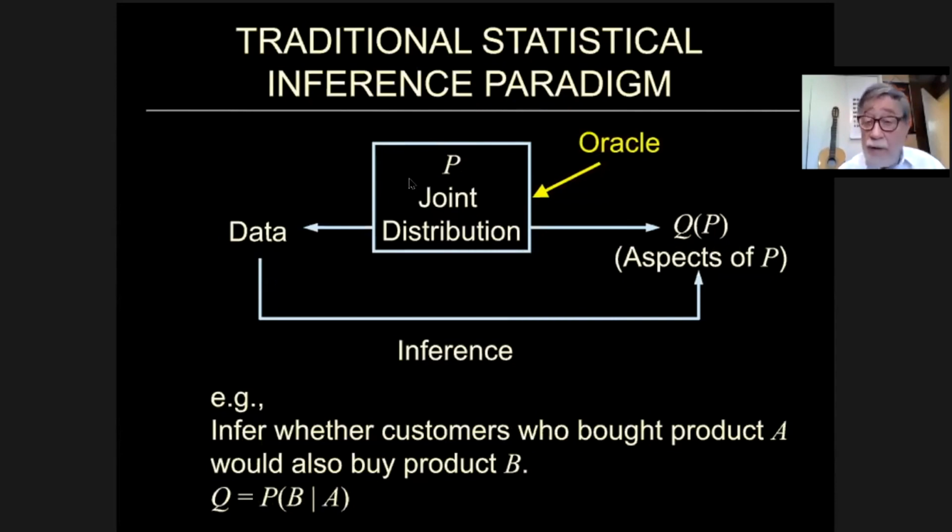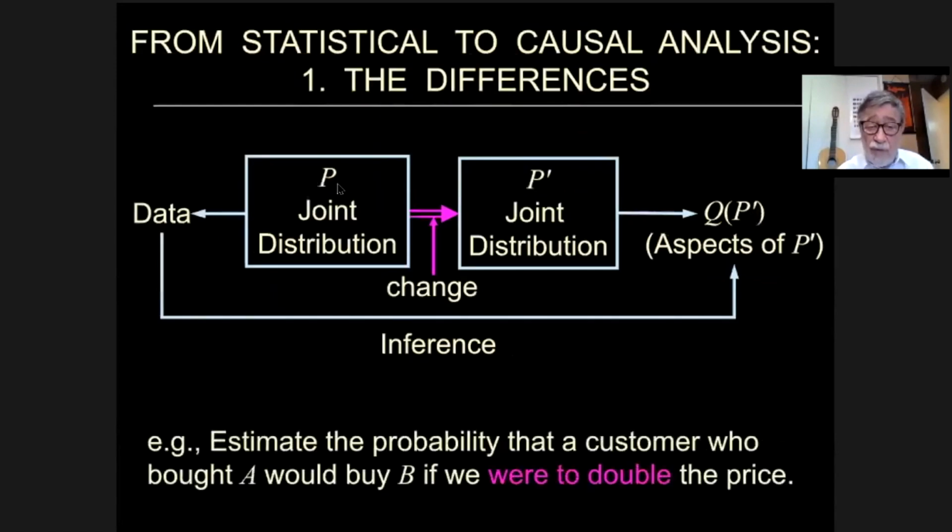So here is an oracle that has been very, very helpful and admired by statisticians and by all of us who learn probability theory. If you had it, you don't have to do statistics. But what happens when you have a little, let's say, change of a joint distribution? Like, for instance, estimate the probability that the customer who bought A would buy B if we were to double the price. Okay? So we are imposing a change on the environment and change on the mentality of the customers. We are presenting the customer with another price. Okay? Now we have a new joint distribution, the one that prevails after we double the price.